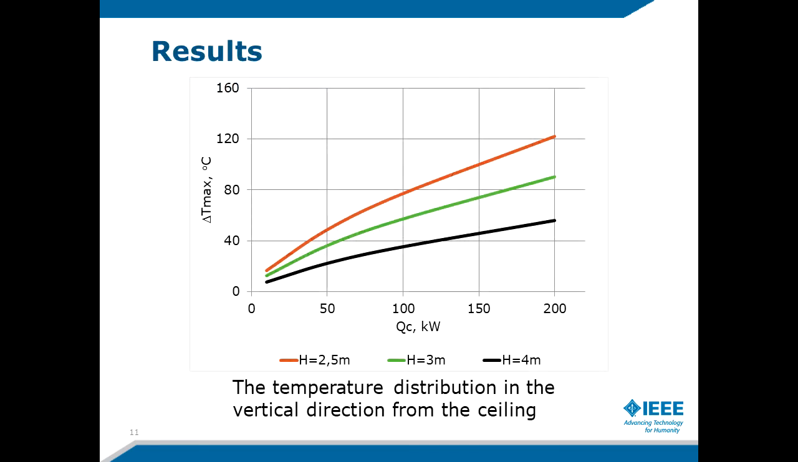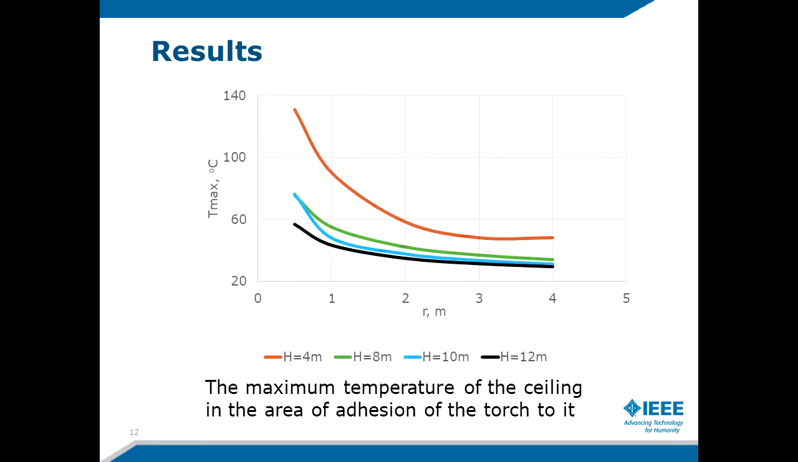The maximum temperature of the ceiling in the area of adhesion of the torch to it is given. Decreasing the height of the room and increasing the power of the fire causes an increase in the maximum temperature. The change of the maximum temperature moving away from the adhesion zone is illustrated as follows.